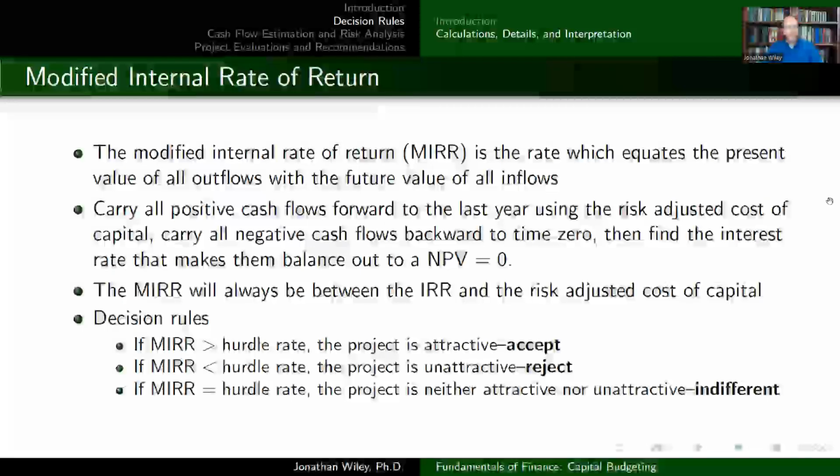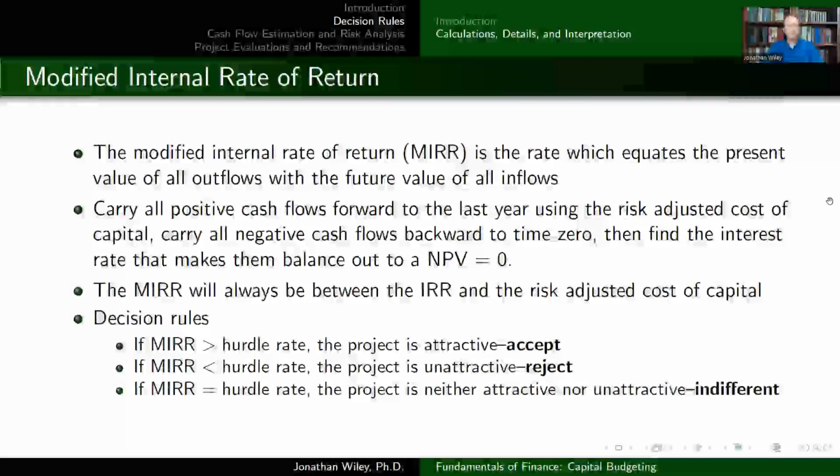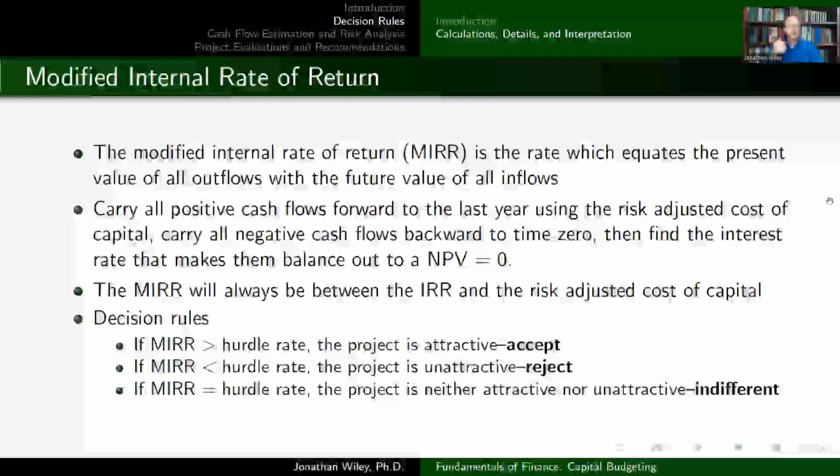So basically, the way I've summarized that here is you carry all those positive cash flows forward to the end of that last year using the risk-adjusted cost of capital. So you're kind of assuming you're reinvesting those cash flows at that risk-adjusted cost of capital rate. Then you carry all the negative cash flows backward to time zero. And then you find the interest rate that equates those amounts at time zero and at the end of the project, makes it balance out to a net present value of zero.